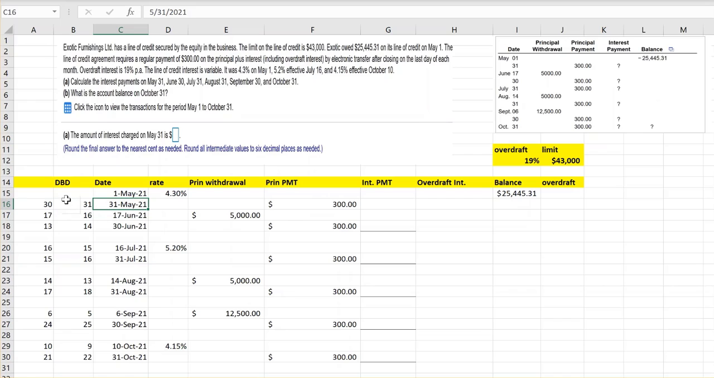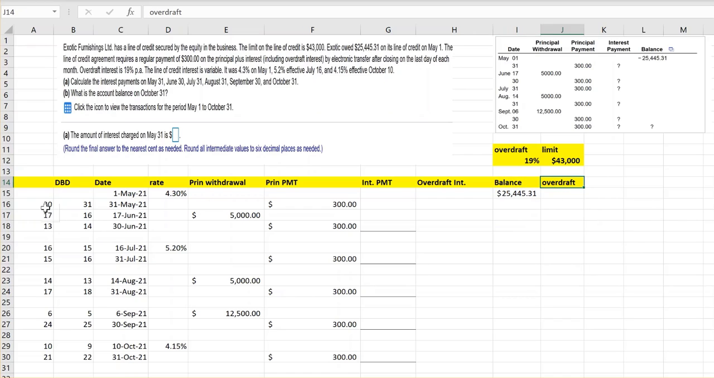So I've set up the table. As you see, I've got the days between the dates, the date, the rate of interest, the principal withdrawal, the principal payment, the interest payment. I've got a little column for overdraft because I know it's going to go into overdraft, the balance, and how much has gone over in overdraft.